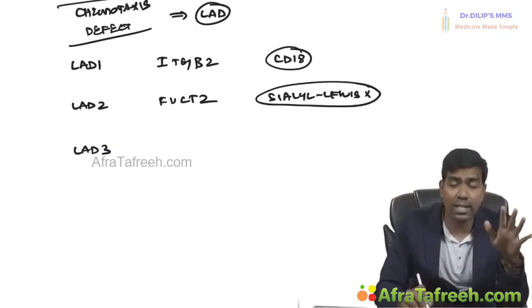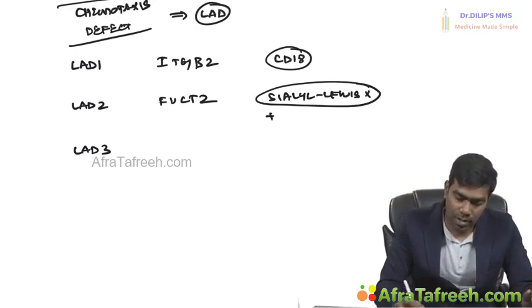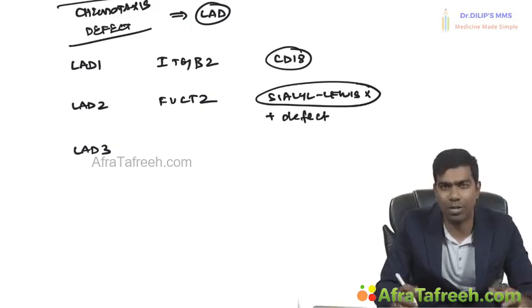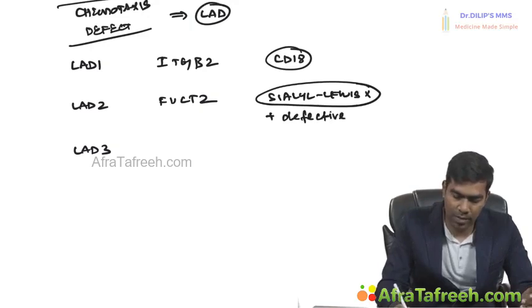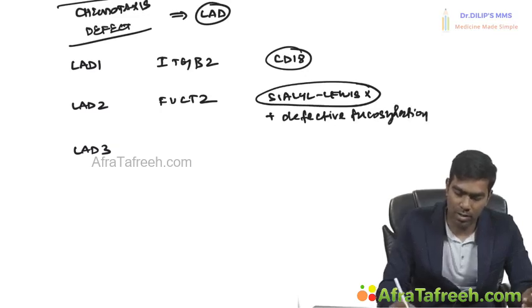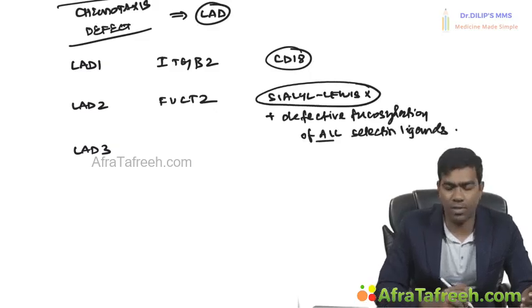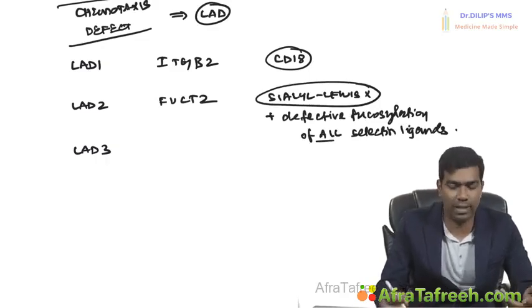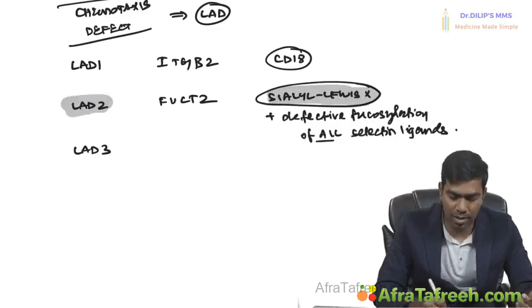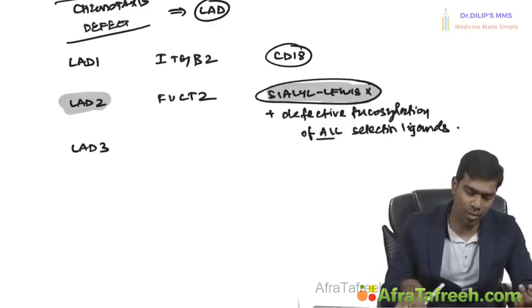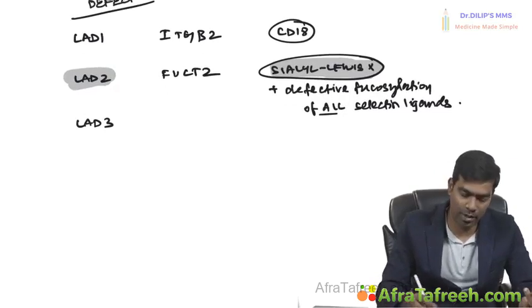In fact, it's not only Sialyl-Lewis X defect, it is also due to defective fucosylation, because Sialyl-Lewis X will be active only after a process called fucosylation. There will be defective fucosylation of all selectin ligands, not only Sialyl-Lewis X, all selectin ligands. That's what is going to result in leukocyte adhesion deficiency type 2. But in general, one of the selectin ligands is Sialyl-Lewis X, and that is what is very important to understand here. That's why I told you that specifically. That's called LAD2, leukocyte adhesion defect type 2.